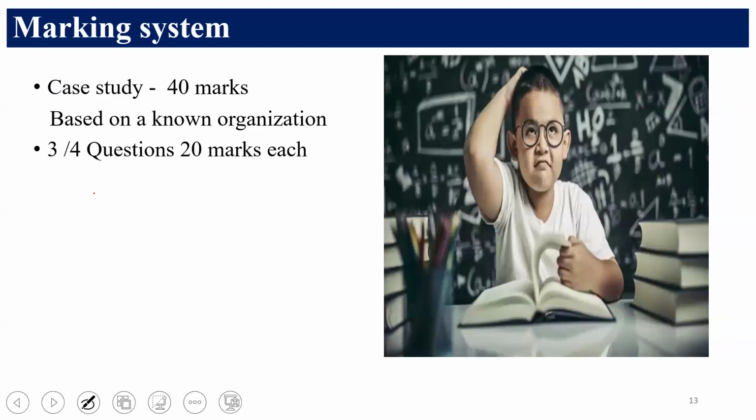And the first question, part A, 40 marks. That is the case study. You will get a case study and you need to read it very carefully and answer the questions. Then another 3 questions you need to select from part B, each 20 marks. So those 4 questions I have selected from the other areas, right?